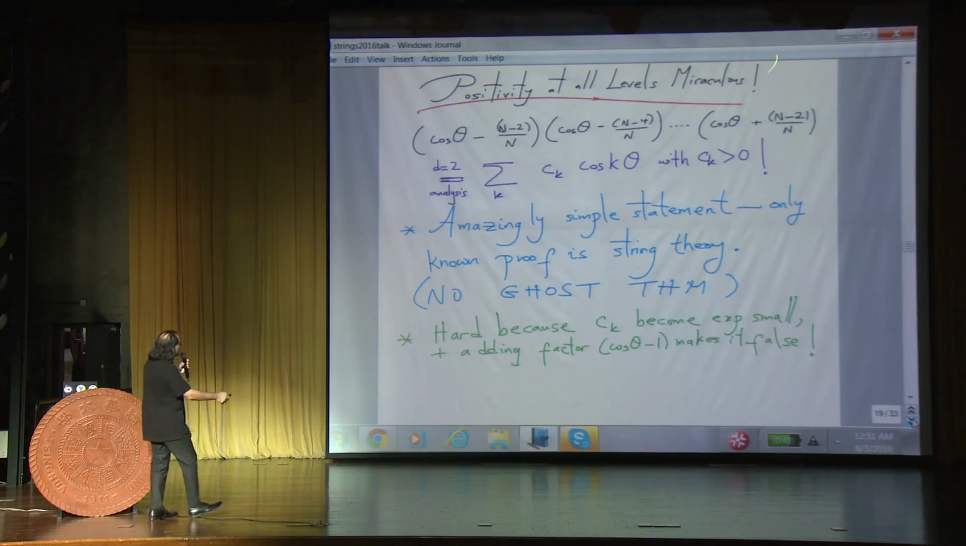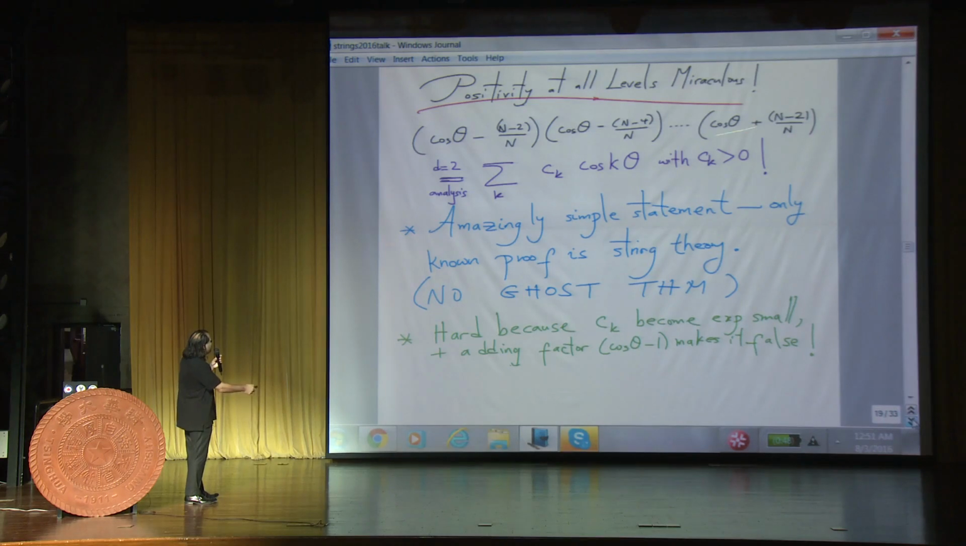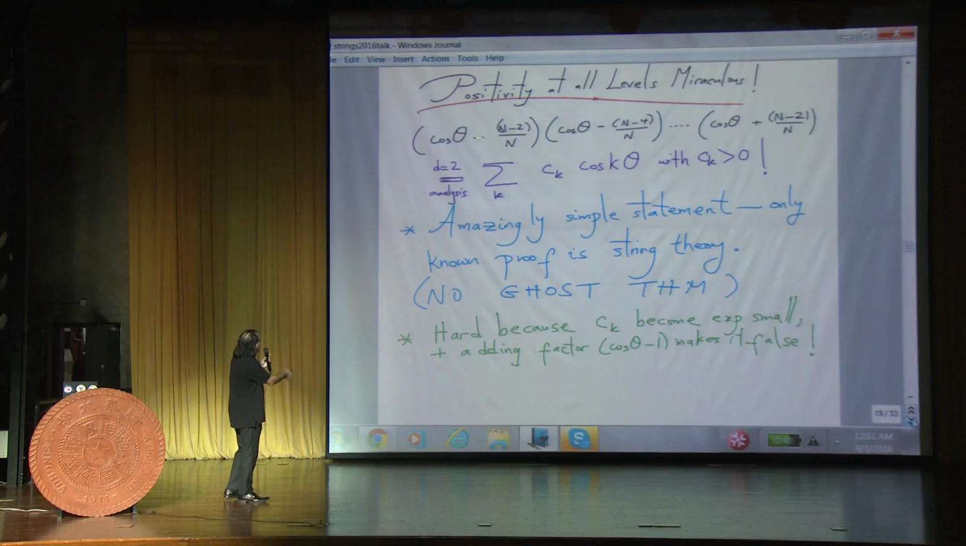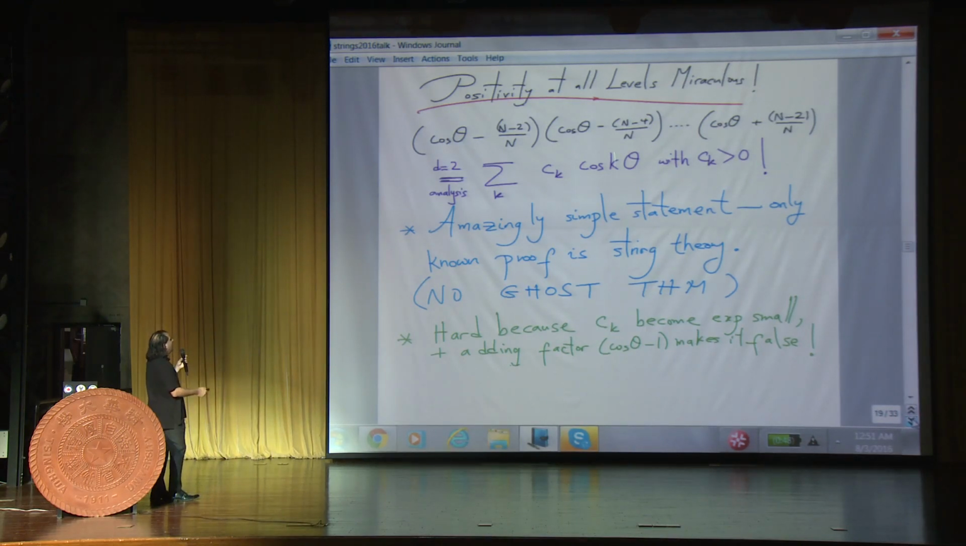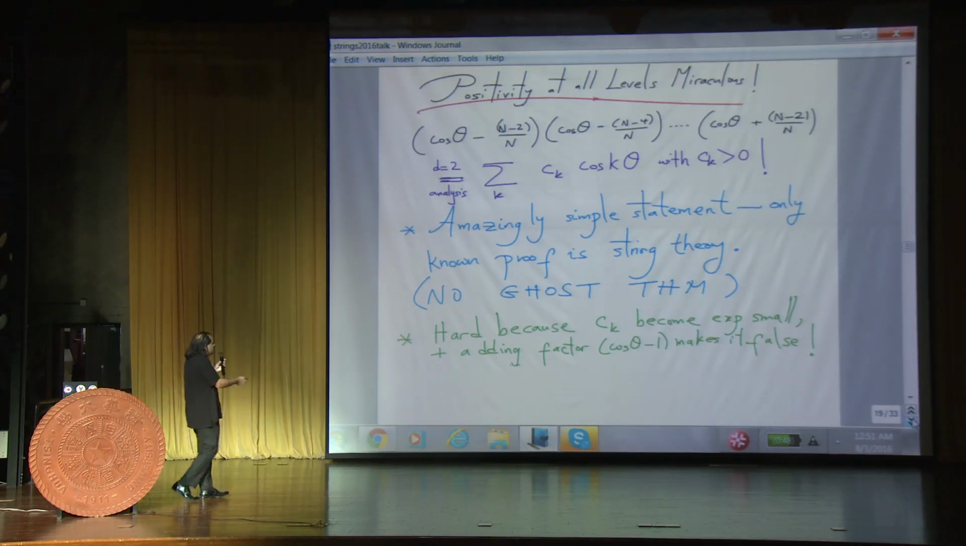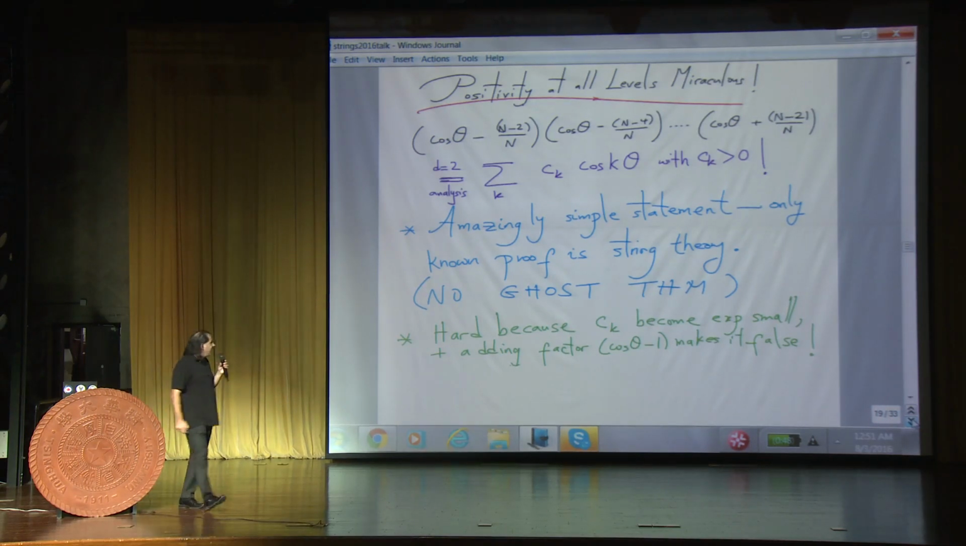But it's really a miracle that these residues are positive at all levels. And this is a polynomial you could hand to a smart kid in grade 7. Okay, this is a polynomial in cosine theta. That's the residue you get in the open superstring at level n. And even checking that it's positive in 2 dimensions, where the expansion is just the usual Fourier expansion, the claim is that this polynomial expands into the sum of cosine k theta with positive coefficients. It's an amazingly simple statement, but the only known proof of this statement is string theory.